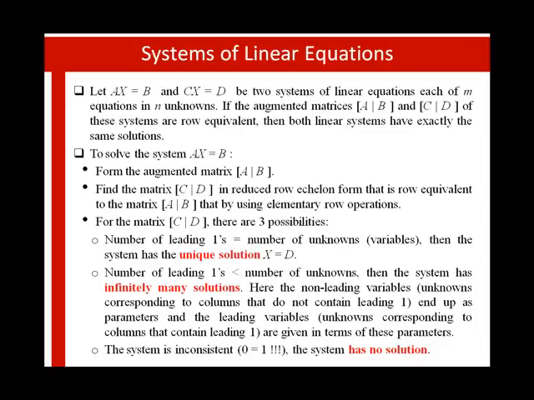Finally, the system can be inconsistent if in the last row, or the row above the zeros, we obtain 0 equal to a number, or equal to 1, or equal to something. In this case, the system has no solution, because this is an impossible case.